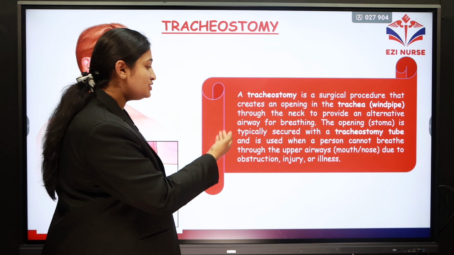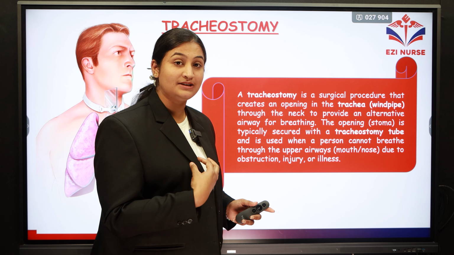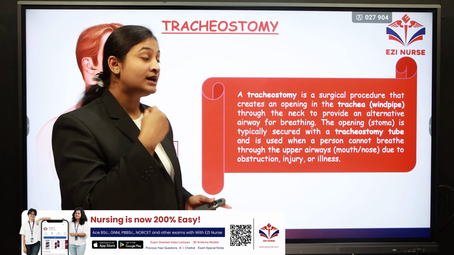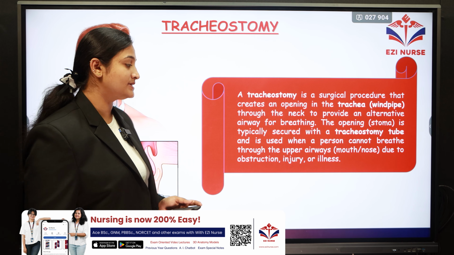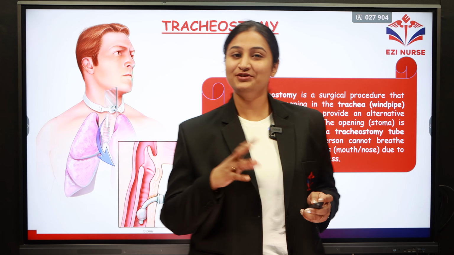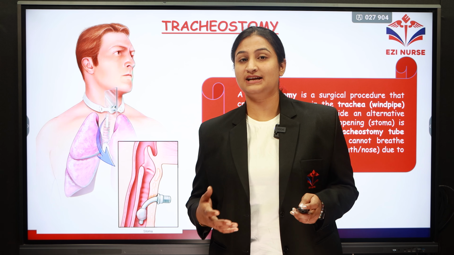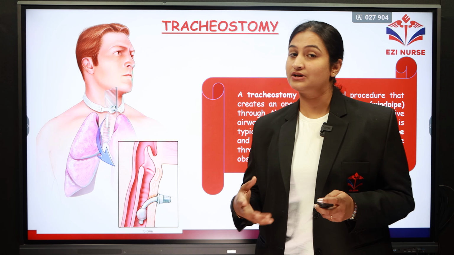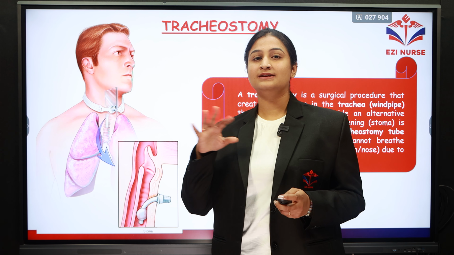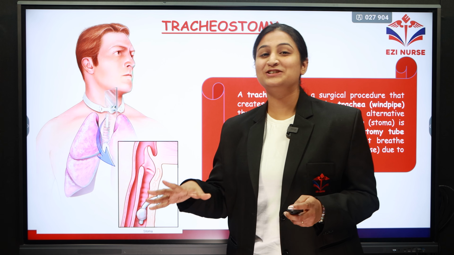This tube is used when a person cannot breathe. When the person is unable to breathe through the upper airways, that is through the mouth and nose, due to obstruction, injury or illness, we give this. So this is a small or big definition of tracheostomy. You can read it and understand it while giving concentration to this topic. It is not much of a burden, but take it at a slower pace and try to manage and score.